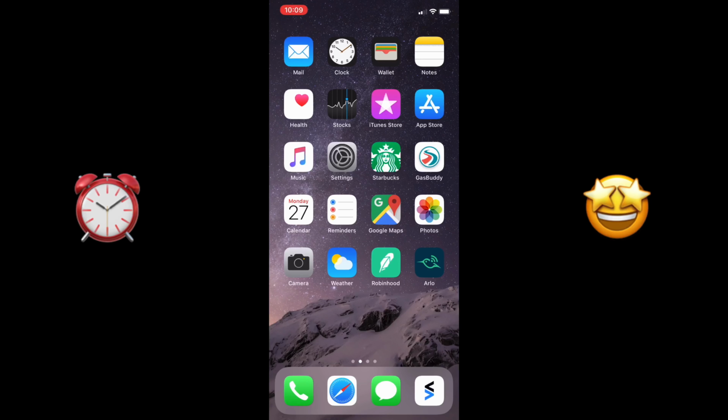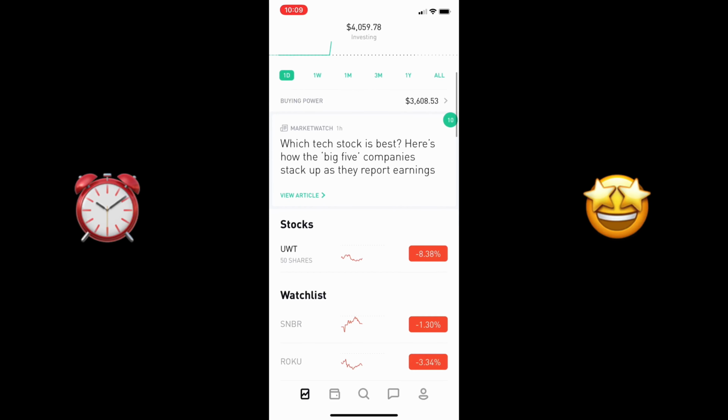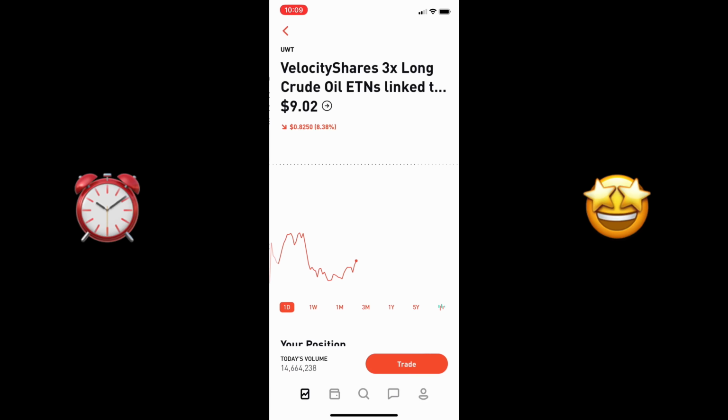Alright, it's been a little over an hour since I purchased those shares. Let's log into Robinhood and take a look at how we're doing. It looks like we are up around $10 overall. The stock is starting to make a recovery. It's at $9.02 per share, and I'm almost ready to sell.